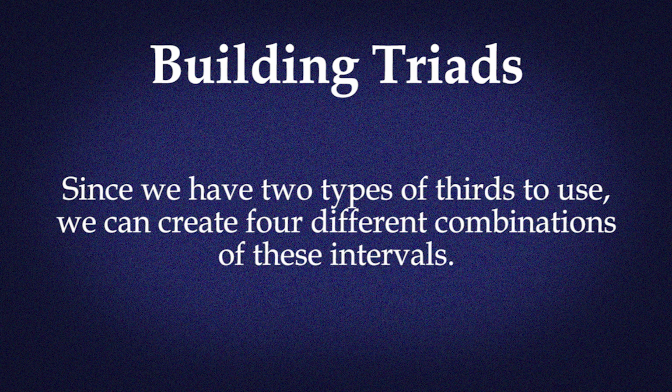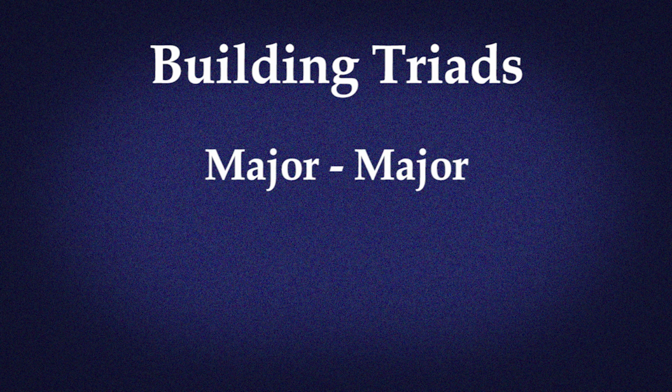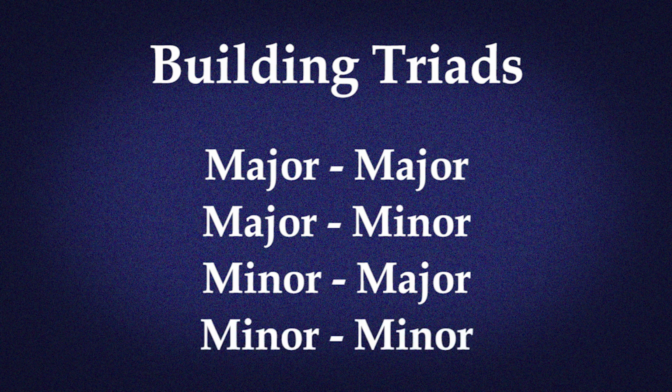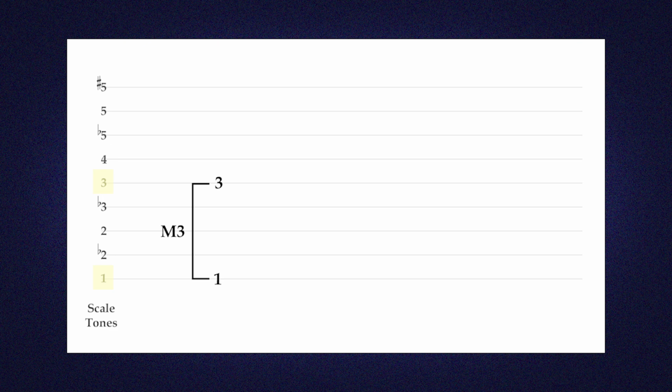Since we have 2 types of thirds to use, we can create 4 different combinations of these intervals: major-major, major-minor, minor-major, and minor-minor. By comparing the intervals of each of these thirds to the notes of a major scale, we can build formulas for them exactly like we did for most of the scales we've discussed. The interval between the tonic and the mediant is a major third. That's actually how we define a major third, but also there are 4 half steps between the tonic and the mediant. There are 3 half steps between the mediant and the dominant, so that is a minor third.